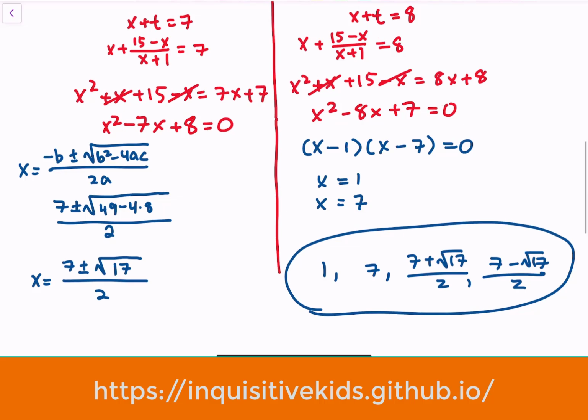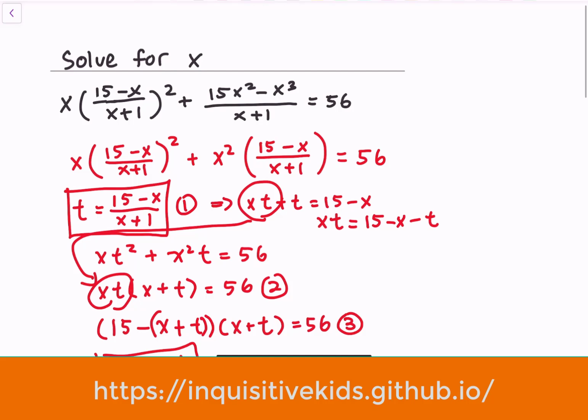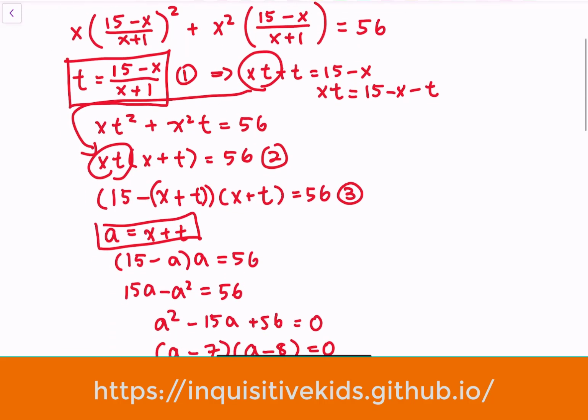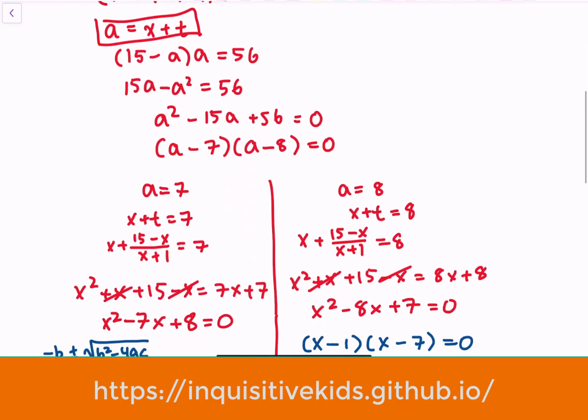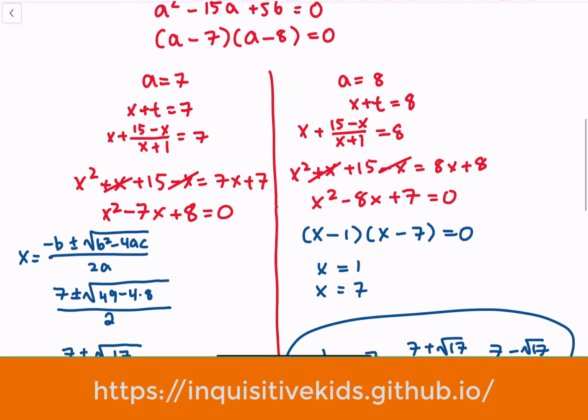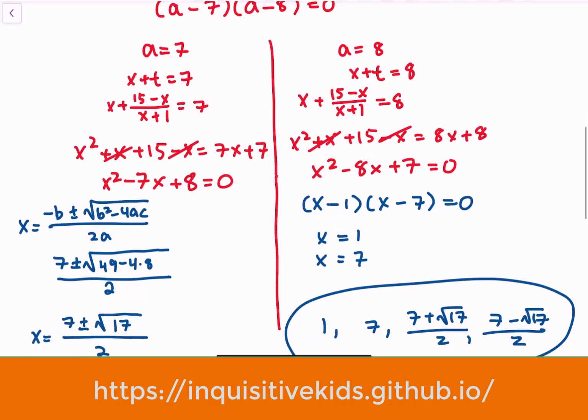Let's go back and review what we did. First, we substituted t for (15 minus x) over (x plus 1). We did that in order for us to be able to look at the equation with more clarity and be able to find a pattern easier. And later, we also did the same thing when we replaced x plus t with a. And finally, we just unwrapped. It was like onion rings. Like we unwrapped layers and layers and then we got back to what x really is, and we solved for x.